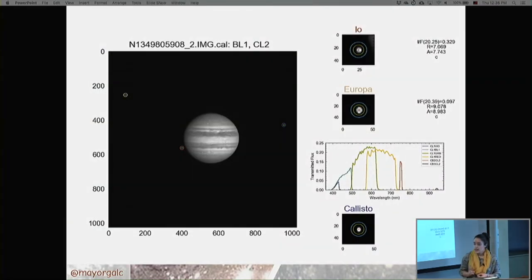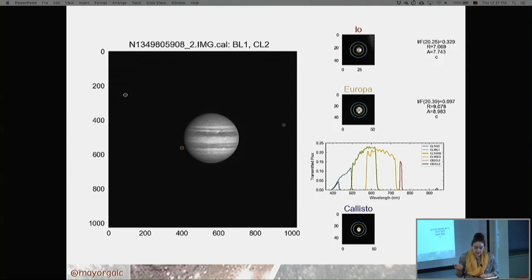And so the ISS had two cameras. There was the narrow angle camera, the NAC, and the wide angle camera, the WAC. And so this is an example of some diagnostics for my analysis pipeline. And so you see the whole image here on the left, and I've circled the positions of the moons as indicated to me by the SPICE information, the navigation information of where we thought the Cassini was, where we thought the moons were at this particular point in time. And then on the right here, we have the zoom-ins of those locations of the actual moons.